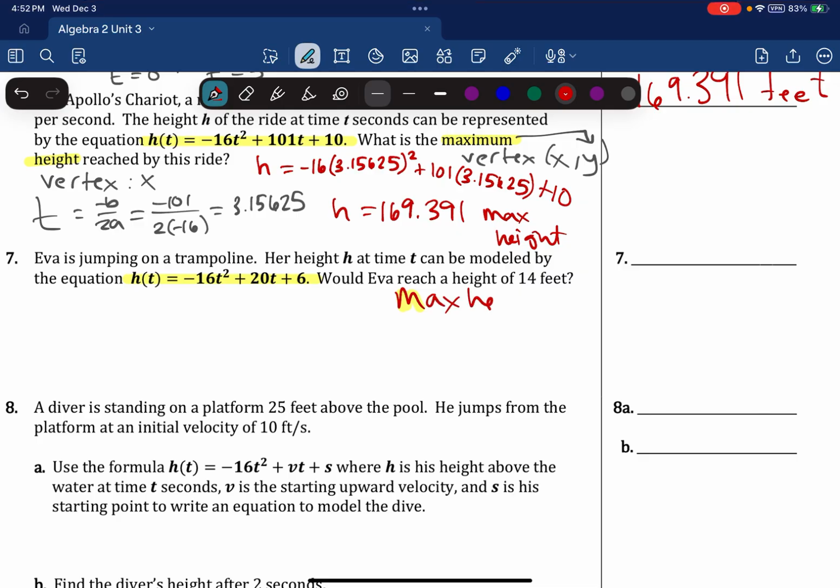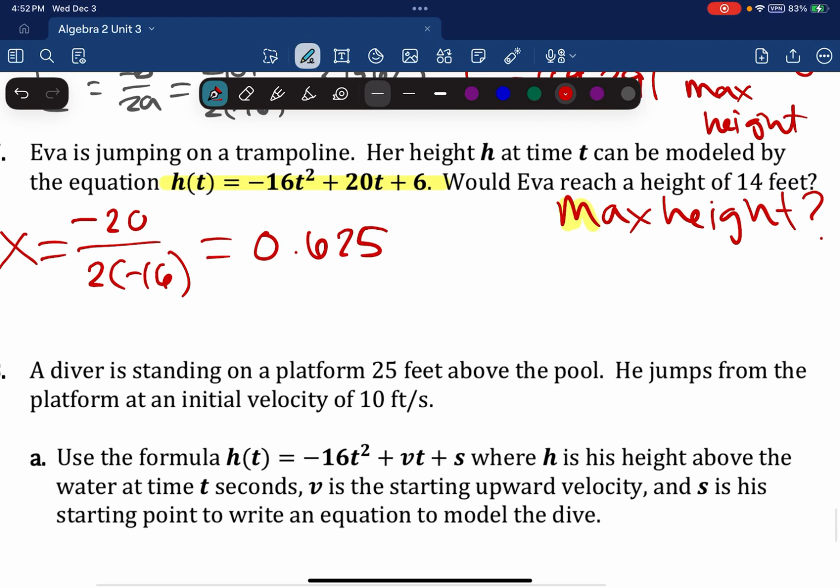We want to know what is the max height, because if the max height is below 14 feet, the answer will be no. If the max height is above 14 feet, the answer will be yes, because it's just asking, can she jump up to 14 feet? So, to be able to find the max height, this is just like the previous problem. I have to find the axis of symmetry. So x equals negative b over 2a, so negative 20 over 2 times a is 0.625. That's your x value or your t value.